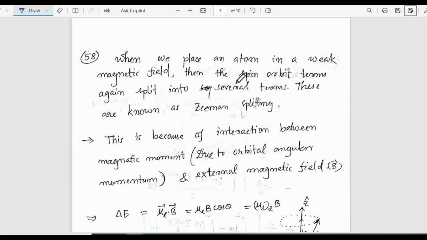As you know, spin orbit coupling splitting is due to the interaction of the internal magnetic field and the magnetic moment of that electron. That's why spin orbit coupling takes place. But after that interaction, if you place the atom in an external magnetic field, spin orbit coupling is due to the internal magnetic field, but if you place that system in a weak external magnetic field, then Zeeman splitting will take place.